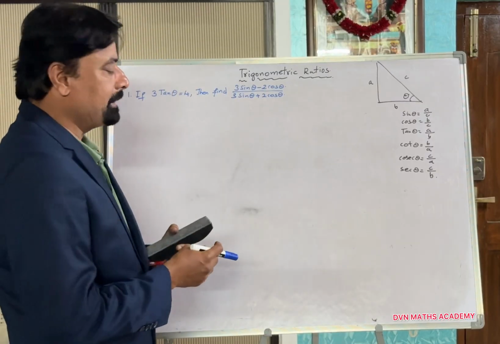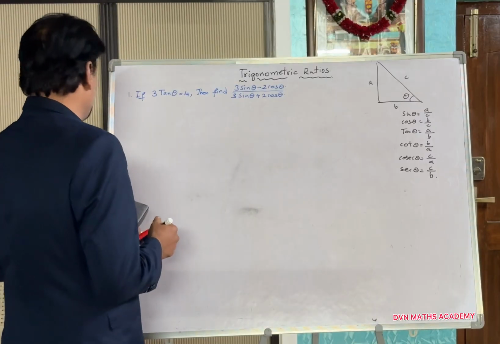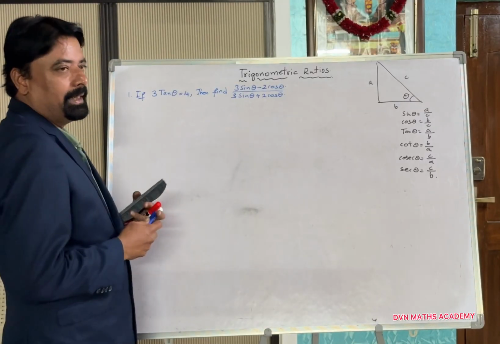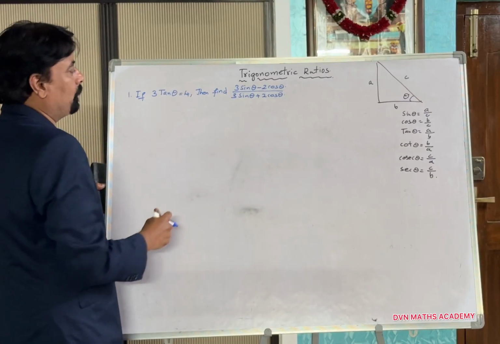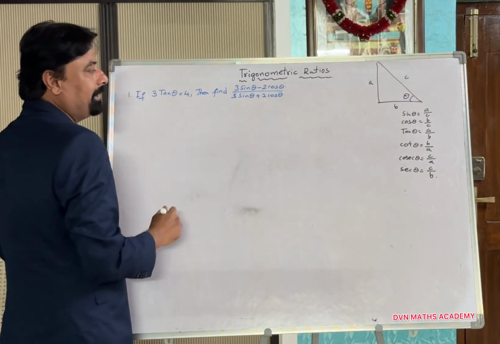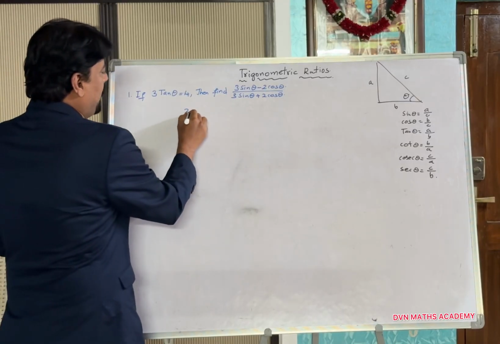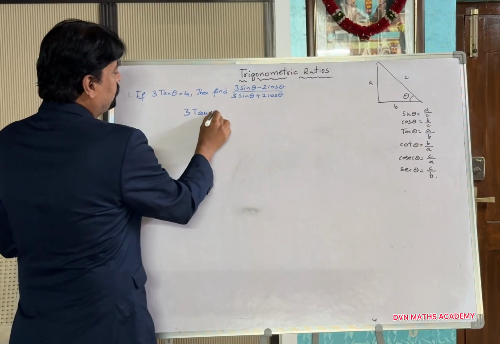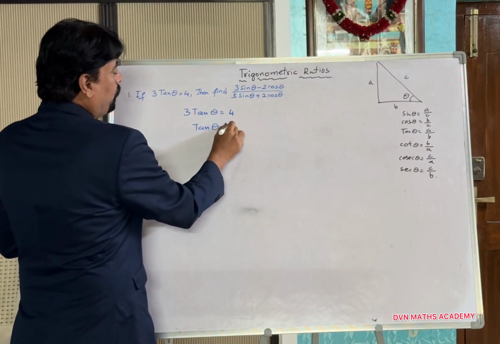In 10th class exams, you will get some questions regarding trigonometric ratios. For that purpose, here I have taken some important questions. My first question is: 3 tan theta is equal to 4. We need to find the value of (3 sin theta minus 2 cos theta) by (3 sin theta plus 2 cos theta). So given is 3 tan theta is equal to 4, and tan theta is equal to 4 by 3.